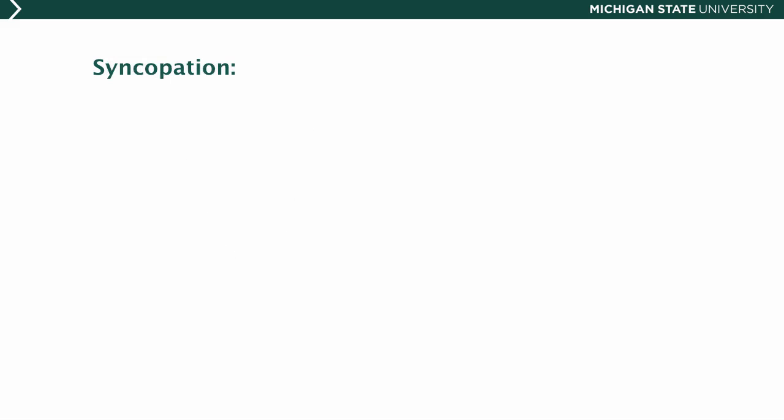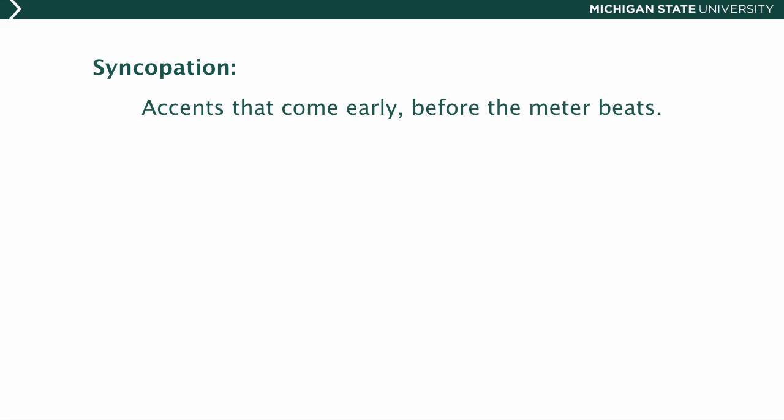We said that syncopation is when a rhythmic accent comes before the metric accent. So 1, 2, 3, 4, 1, 2, 3, 4. Ba, ba, ba, ba, ba, ba, ba, ba. Syncopation also happens when an accent falls on a relatively weak meter beat. 1, 2, 3, 1, 2, 3. Composers use such syncopation all the time.